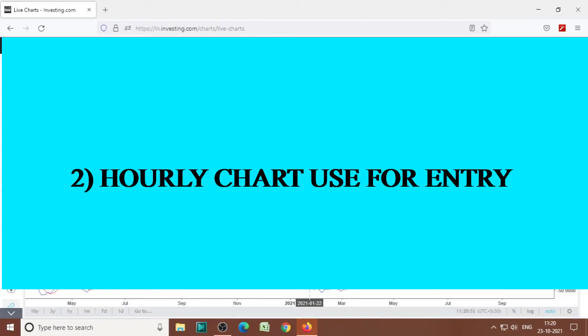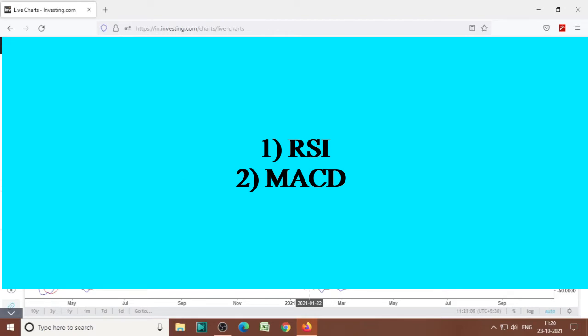We will use two indicators: one is RSI and the second is MACD. The MACD indicator we use as a buy signal.